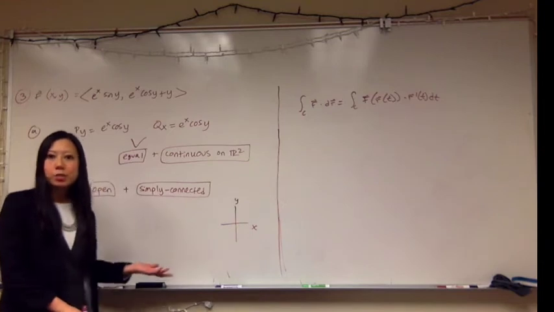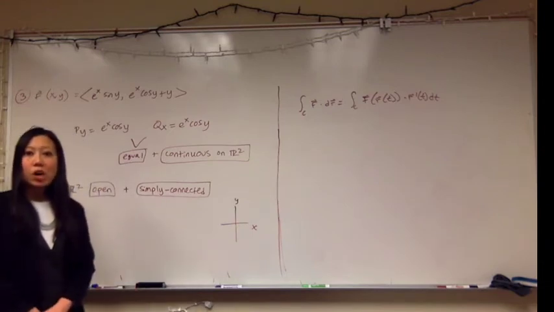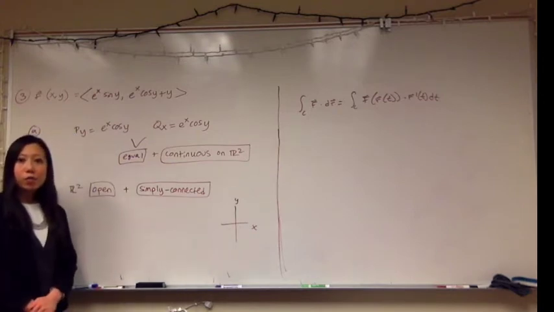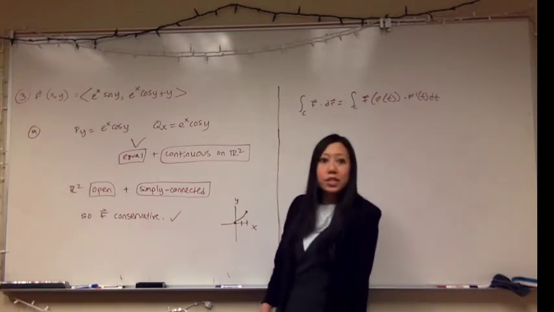You should explain that. I'm not going to write it out because I've done it enough in class, but you should explain why R2 is open and simply connected. So now we have all 4 conditions, so that tells us that f is conservative. So let's think about this for a second.